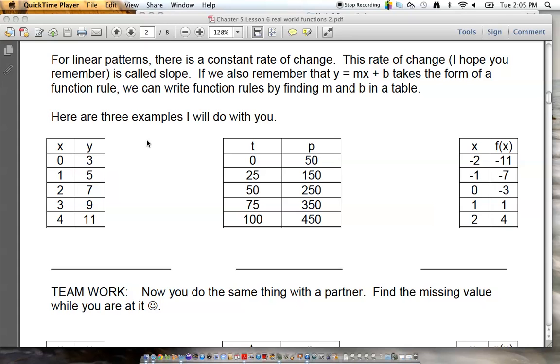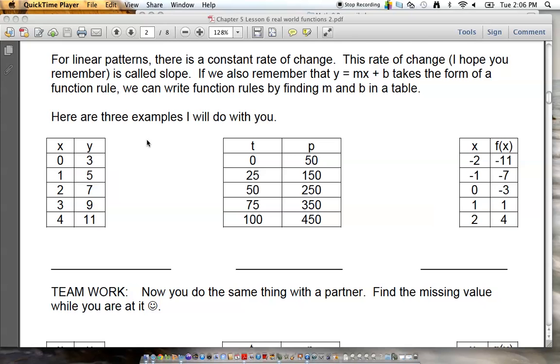Okay. Now look, folks. Now, these are all linear patterns. Linear means that there's a constant rate of change. You're always going up by the same amount. And because it's linear, it graphs like a line. Because it graphs like a line, it fits into y equals mx plus b format.